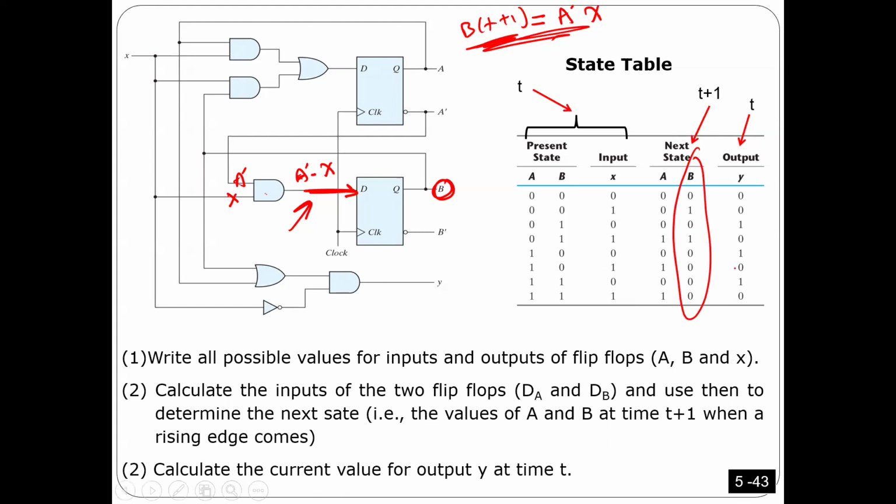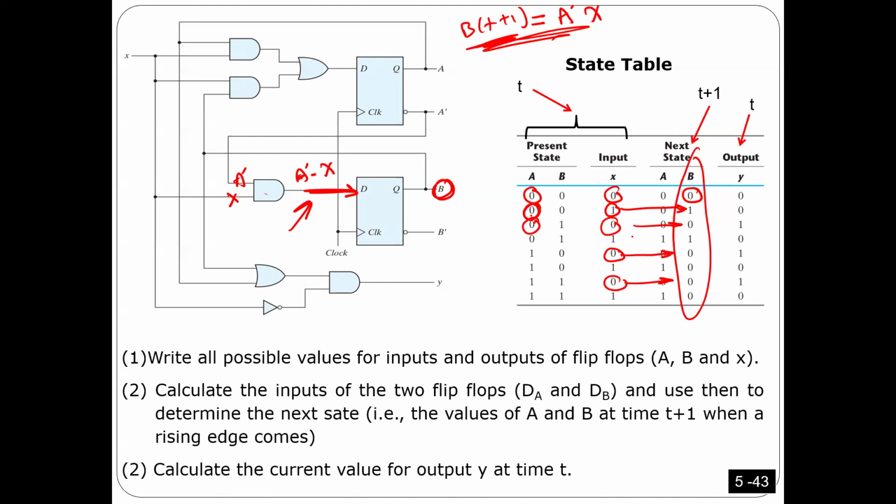Let's calculate it. Here A prime is 1, X is 0. So the output is 0, because 1 and 0 is 0. Let's look at the next one. A prime is 1, X is 1. 1 and 1, then we get 1. Now here, A prime is 1, but this one is 0, so I will have 0 here. Don't think about it, it's going to be 0.